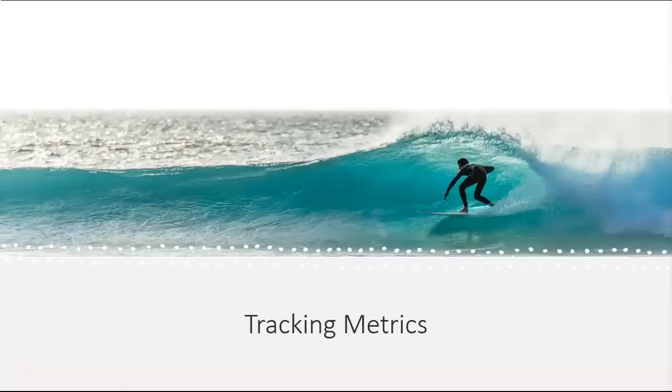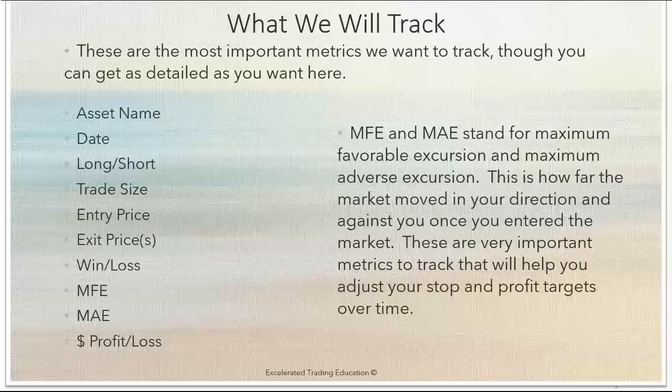Tracking metrics. All right, so what we will track. These are the most important metrics we want to track, though you can get as detailed as you want here. So asset name, date, whether we went long or short, our trade size, our entry price, exit price, whether it was a win or a loss, our maximum favorable excursion, our maximum adverse excursion, and our profit and loss from the trades.